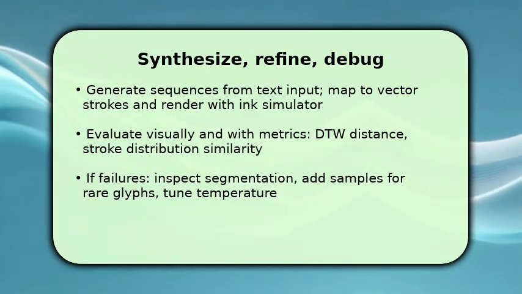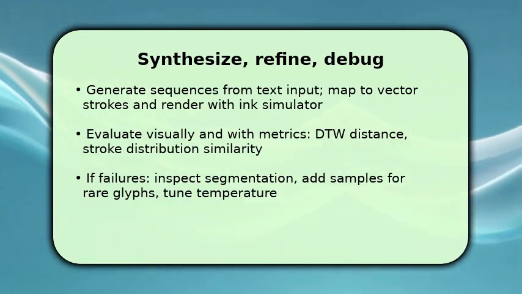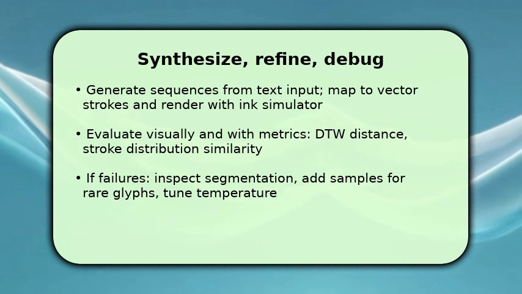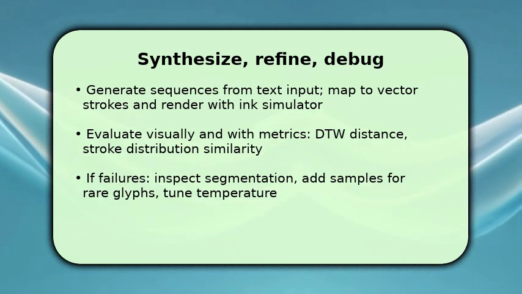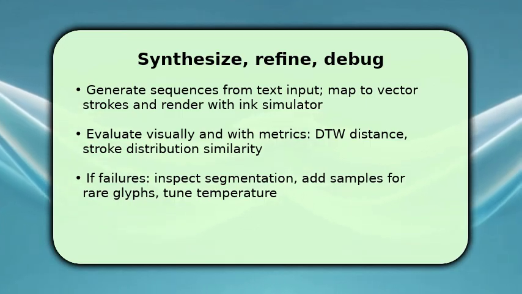If things go wrong, inspect segmentation quality, add more samples for rare glyphs, or adjust sampling temperature to reduce jitter, then retrain briefly to refine behavior.